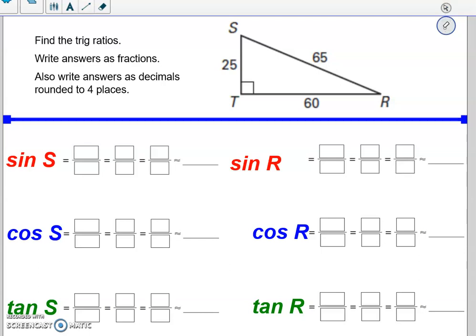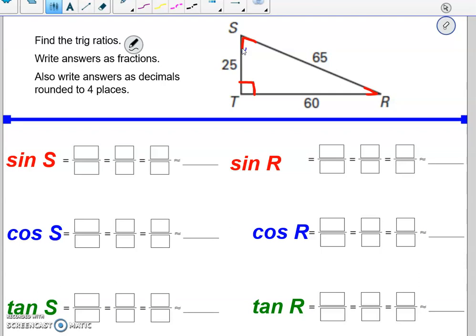So now we're going to take a look at this example as we actually try to find specific trig ratios based on the side lengths that are given to us in the diagram up above. So we're going to find the sine and the cosine and the tangent of both angle S and also angle R. And we don't really have to find angle T. We could, but because that's a right angle, we'll talk about why that's not necessary later.